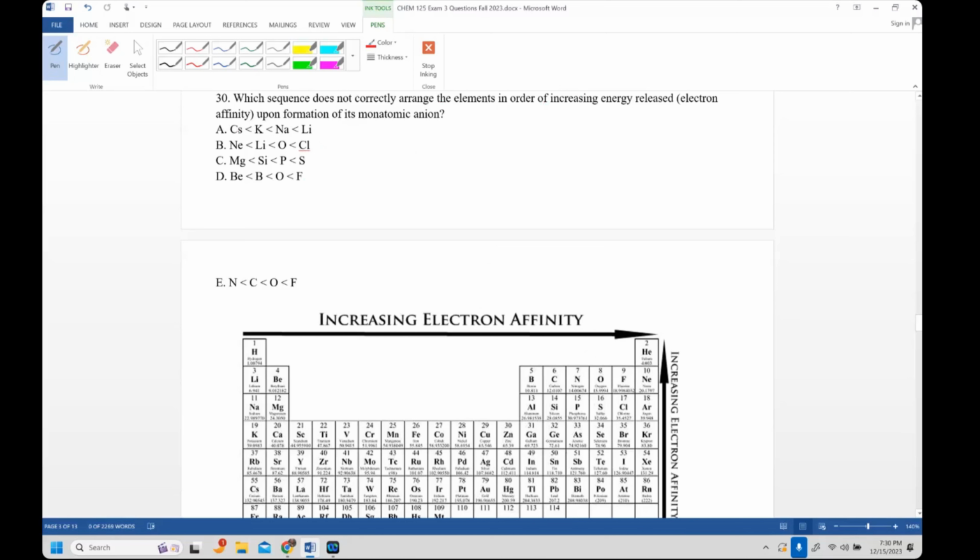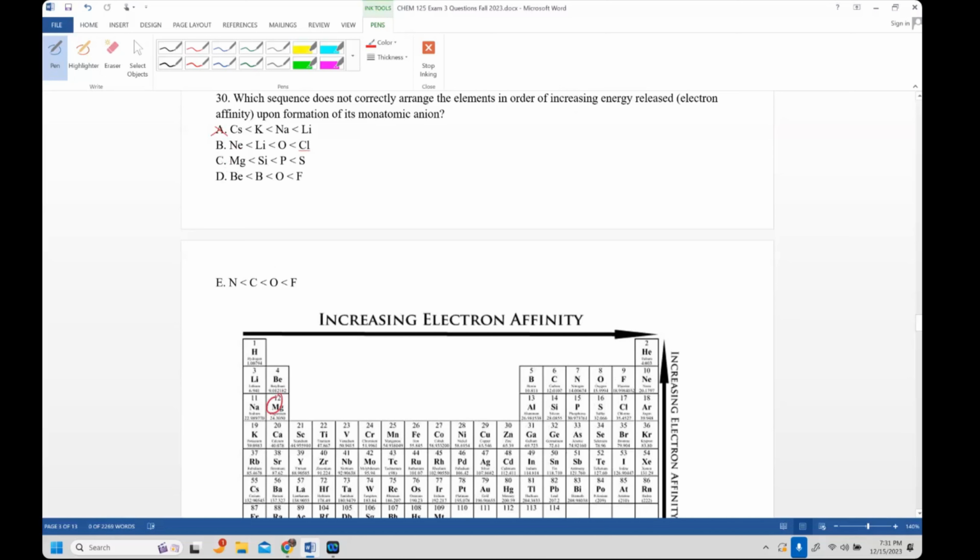So going from cesium, potassium. So cesium is down here, potassium, sodium, lithium. This is in order of increasing electron affinity. So that is incorrect. So this one is correctly sequenced. So neon, lithium, oxygen, and chlorine. That one is incorrect. But we'll go to C, D, and E first, and we'll explain why.